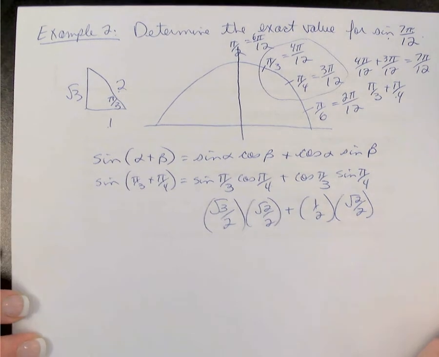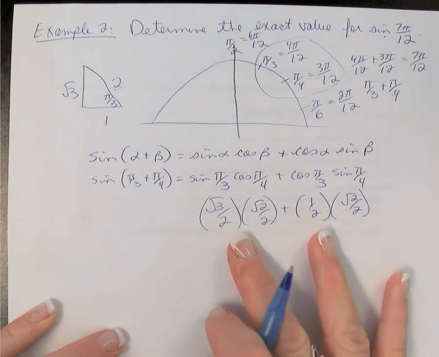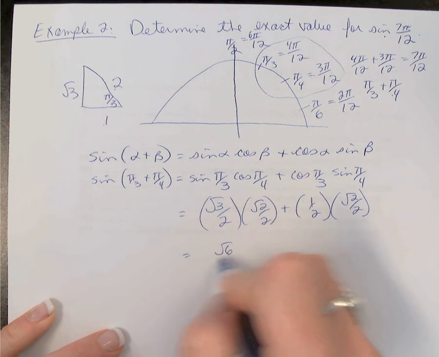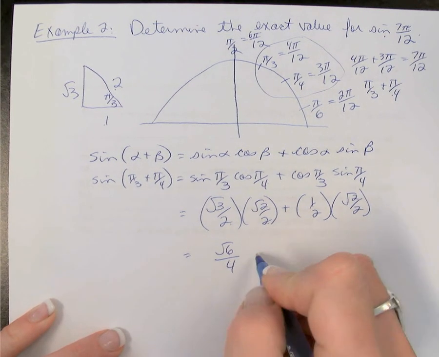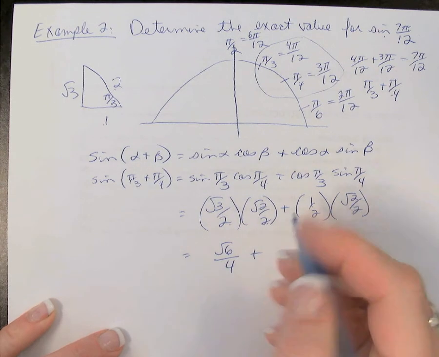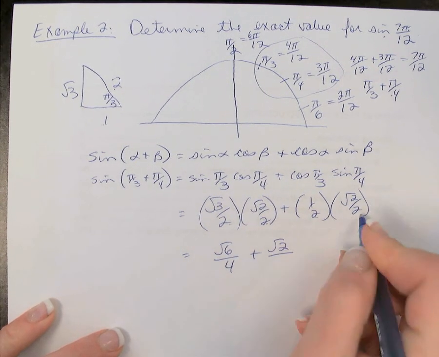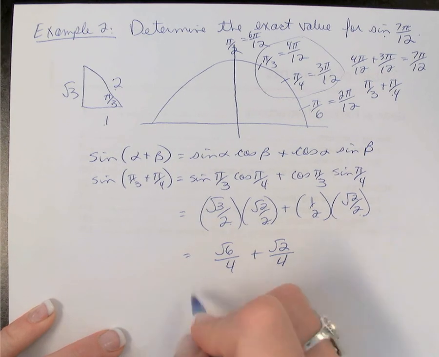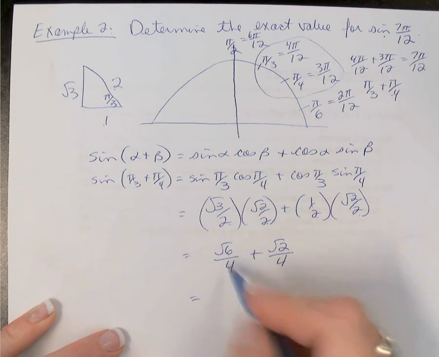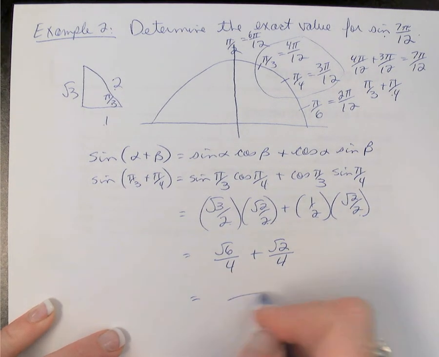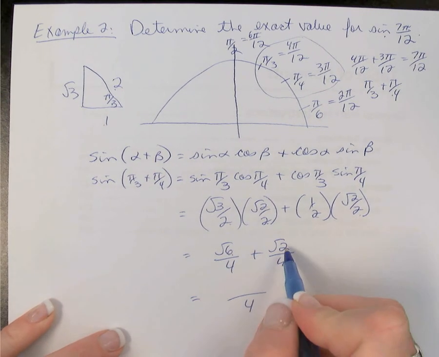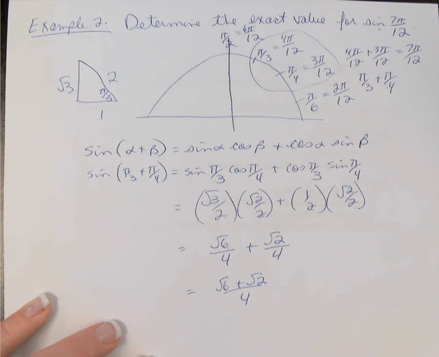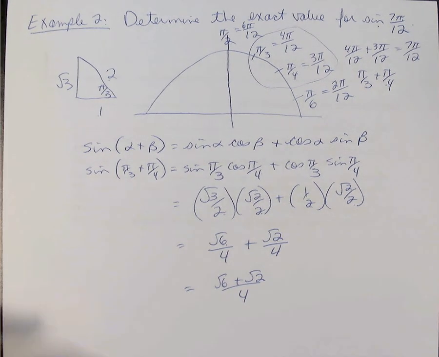Now we need to simplify our fractions. We'll multiply first. Root 3 times root 2 will give me root 6. 2 times 2 is 4. Plus 1 times root 2 is root 2. 2 times 2 is 4. And now I need to add those. I need a common denominator when I'm adding my fractions, so I already have a common denominator of 4. Root 6 plus root 2 are not like terms, so they just combine as root 6 plus root 2 over 4 as our final answer.